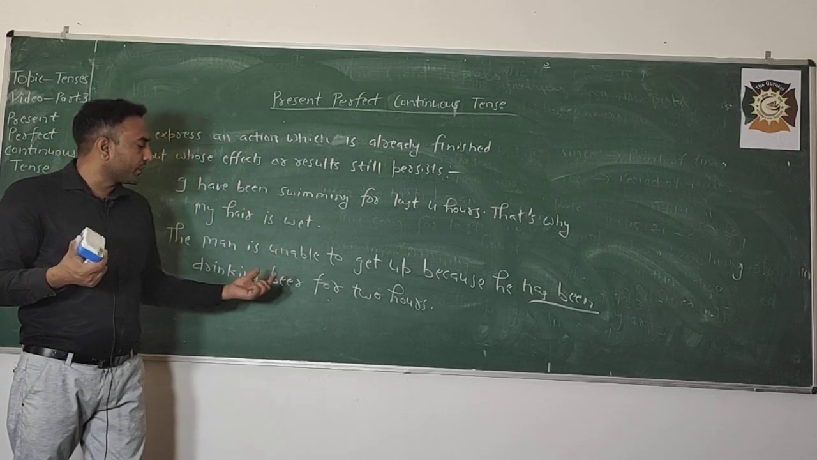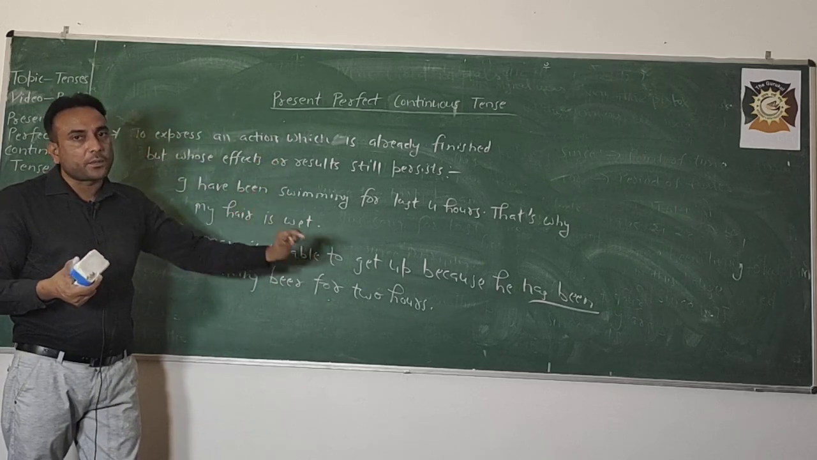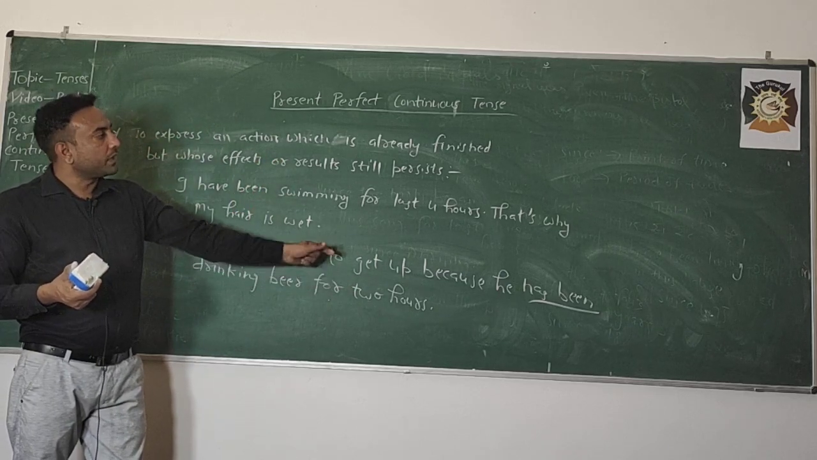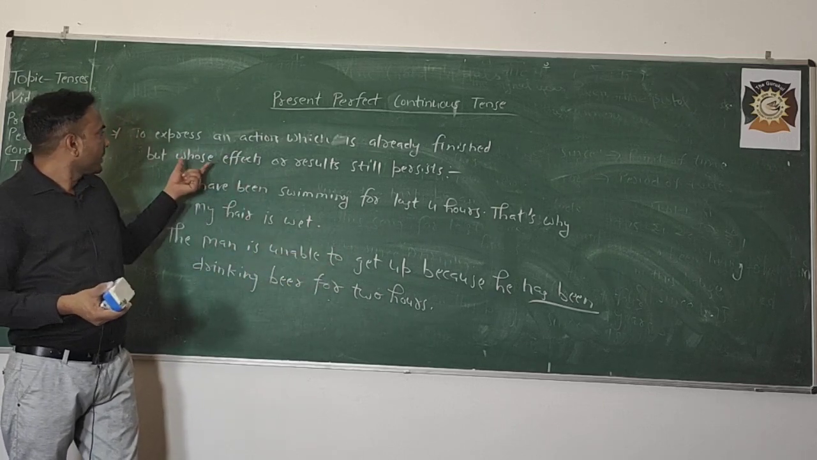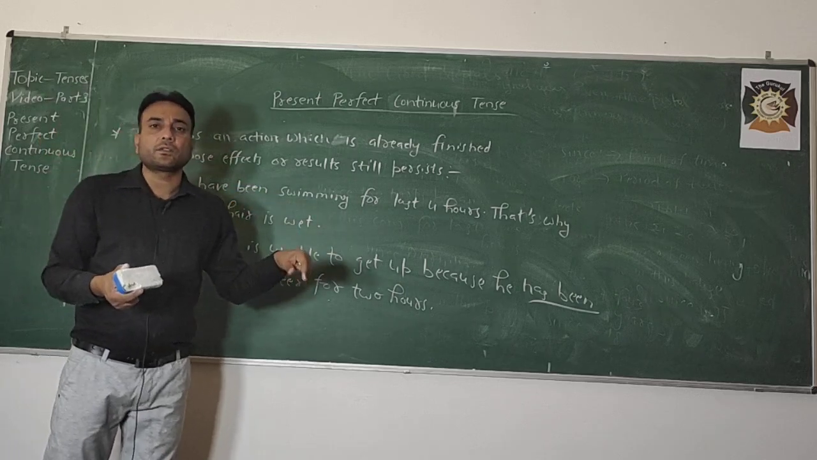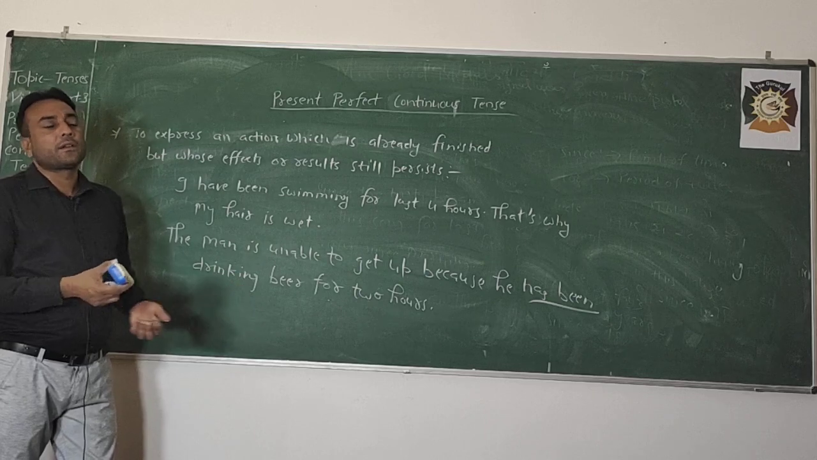Why is he unable to get up? Because of his habit of drinking. So action is already finished. He stopped drinking beer, but he is lying. He is unable to get up. So that's why the effect of beer still persists on the body of that person who has drunk beer.